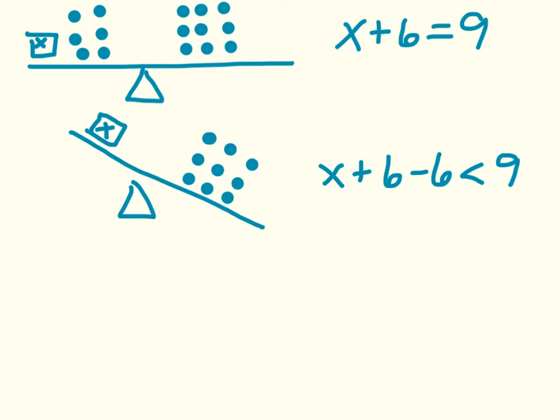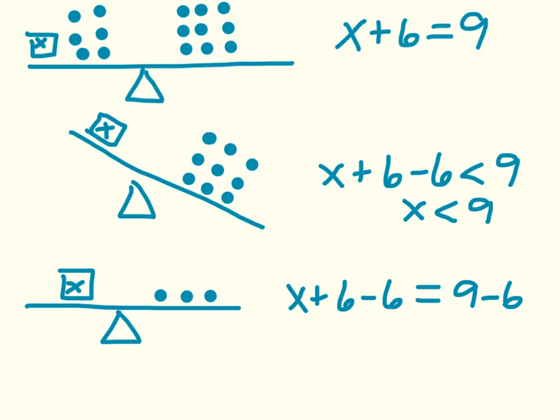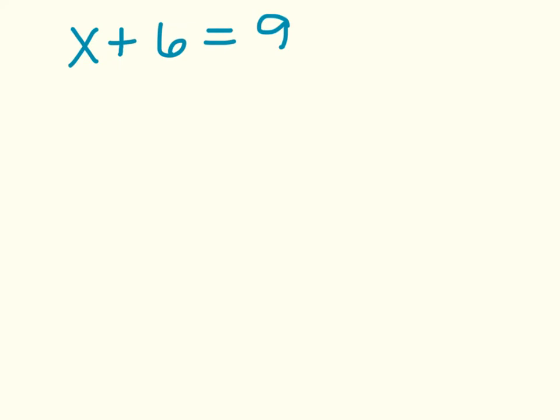When we take those 6 counters away from the left side, our scale becomes unbalanced. X plus 6 minus 6, or x all by itself, is less than 9. So how do we fix this? We fix it by removing 6 counters from the right-hand side to rebalance our scale. So to summarize the steps that we just completed, let's begin with our original equation, which was x plus 6 equals 9. We're going to subtract 6 from each side so that we can isolate x. We want to get x by itself so we can find out its value.